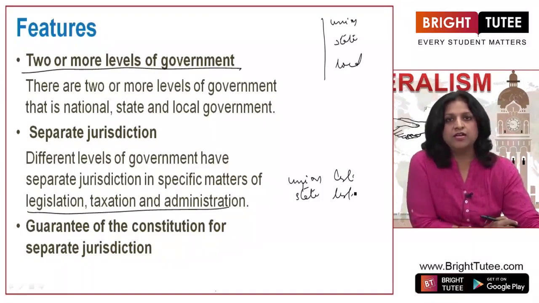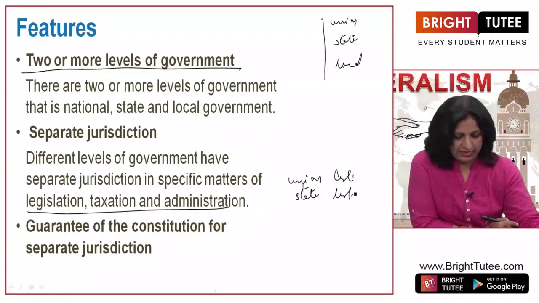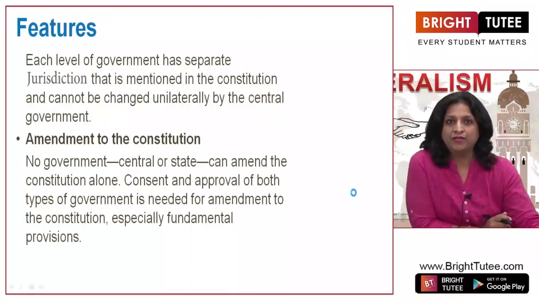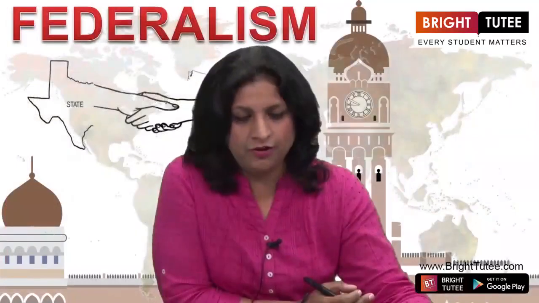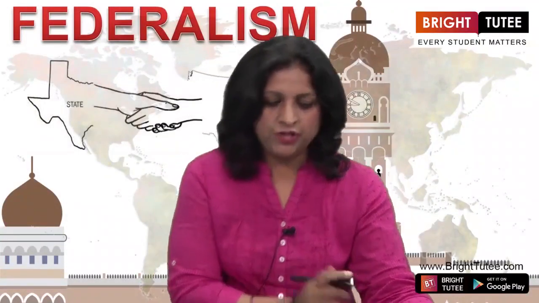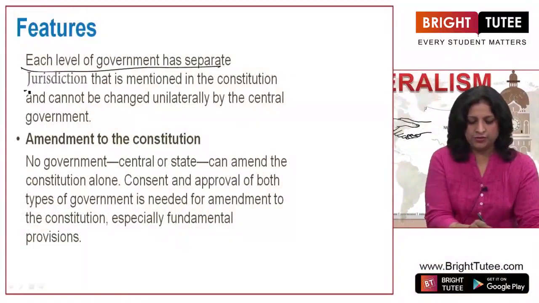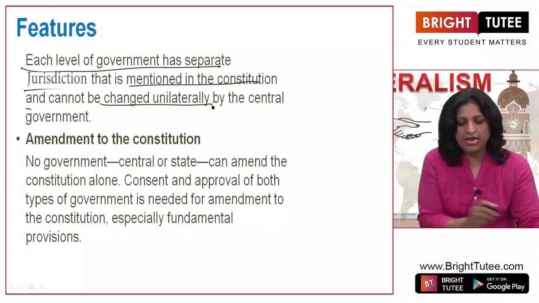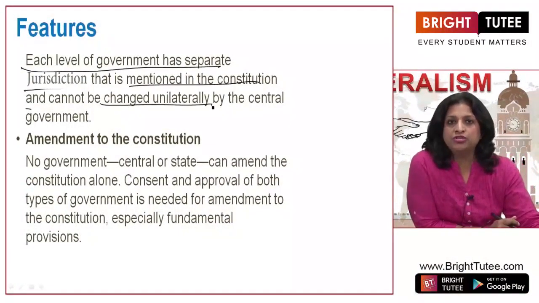Next, the third important feature of federalism is the guarantee of the constitution for separate jurisdiction. It is a guarantee. No government can take away the powers of the other. The central government cannot take away the powers of the state government. Similarly, the state government cannot interfere in the working of the central government. So each level of government has separate jurisdiction, which is mentioned in the constitution, and it cannot be changed unilaterally by the central government.